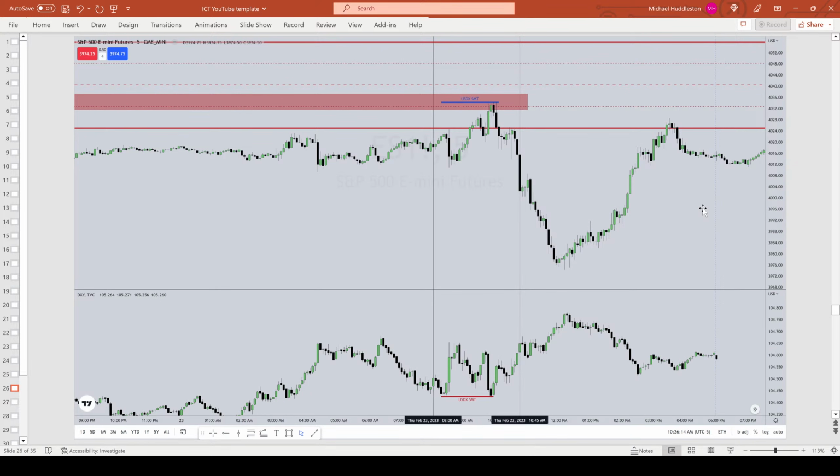And zoomed in on a 5-minute chart, there's the details again. Beautiful higher high into a level I was calling. And there's the SMT divergence telling you it's going to drop.